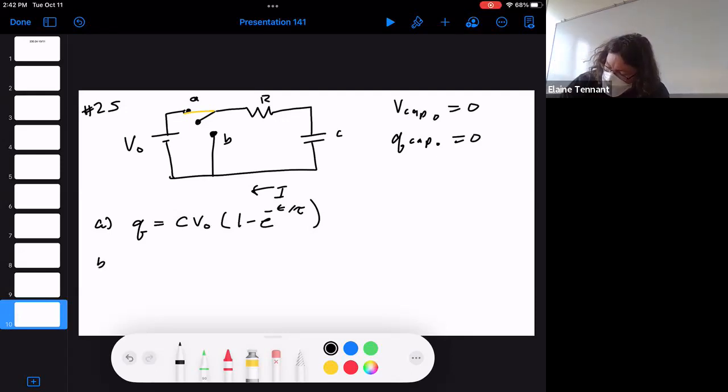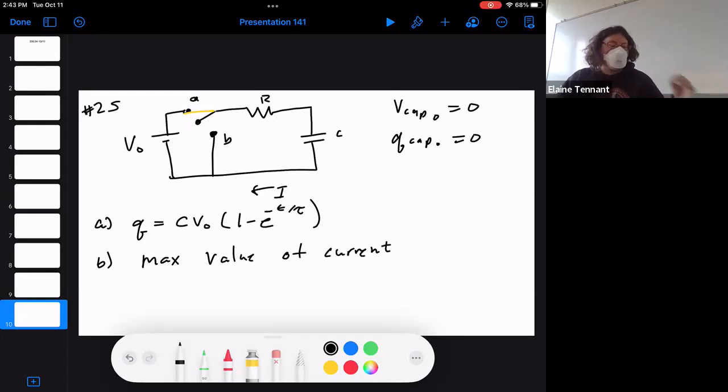Next, they ask for the maximum value of the current during however long you hook this up. So you have the situation where your capacitor is fully uncharged. You go to hook it up. When is the current going to be the highest? In the beginning or at the end?